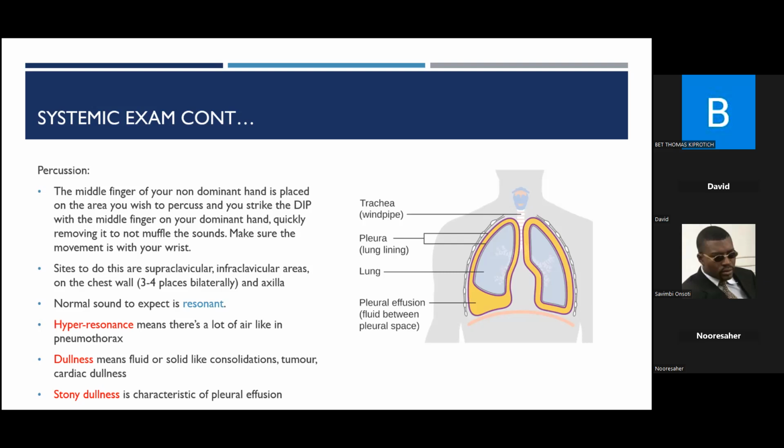And then a dull sound points towards consolidation. So this could be an effusion, could be a tumor. And then there's a stony dullness, which is characteristic of pleural effusion. If you look in Hutchinson's, it explains what stony dullness is. It sounds like percussing a barrel filled with water.